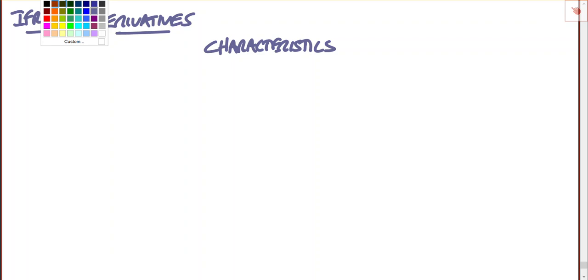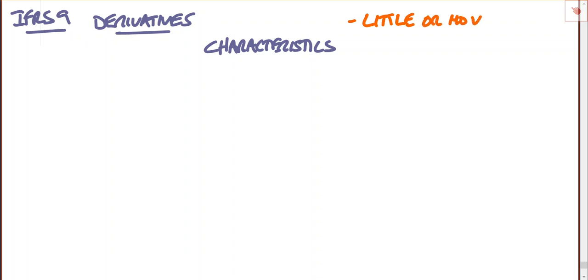They're pretty straightforward because there's three things. First of all, it has little or no value at the start. Okay, so little or no value at inception. What that means is, for example, if you take out a future, so a future is a derivative. If you take out a future on gold, it doesn't really cost you anything to do that. So it has very little value or no value at the start.